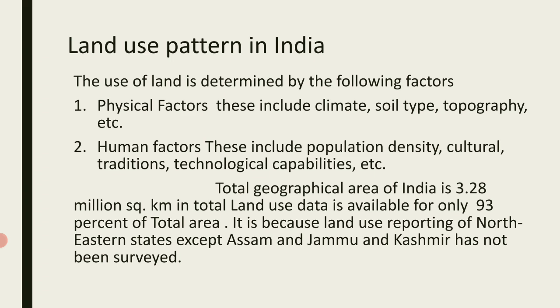The total geographical area of India is 3.28 million square kilometers in total. Land use data is available for only 93% of total area. So, among the 3.28 million square kilometers of land, only 93% of total area is reported. It is because land use reporting of northeastern states except Assam and Jammu and Kashmir has not been surveyed.